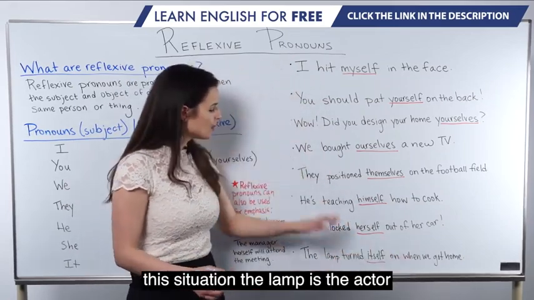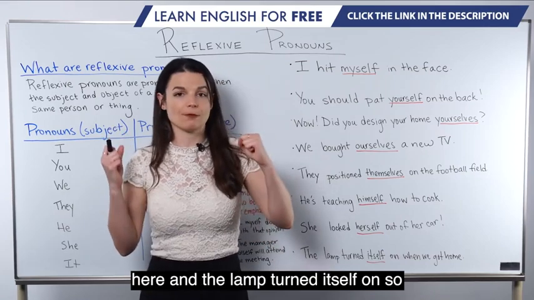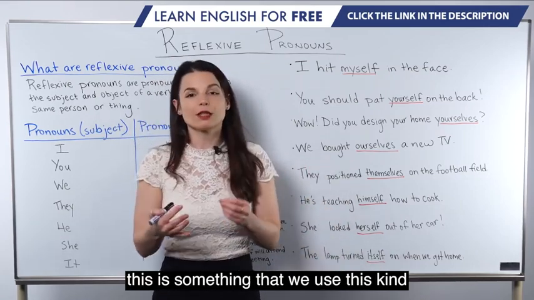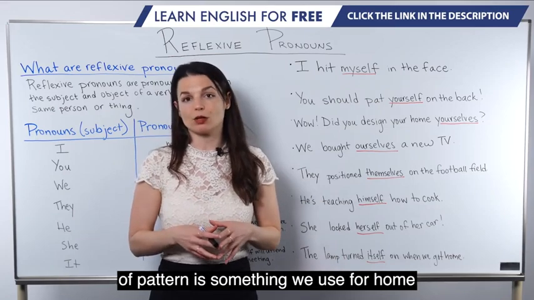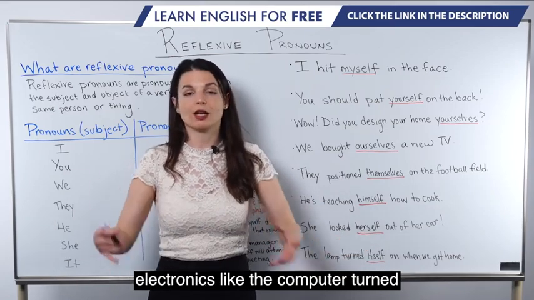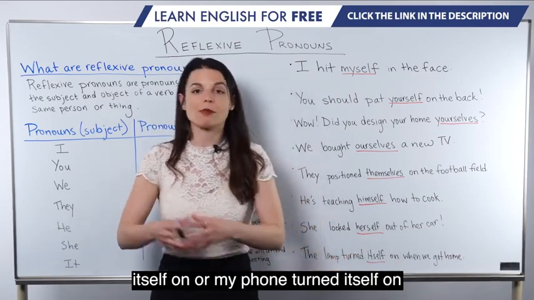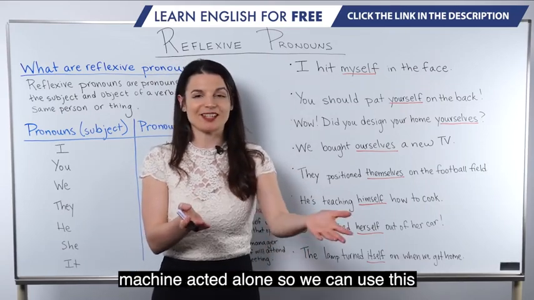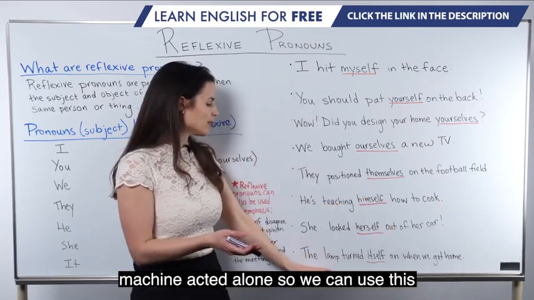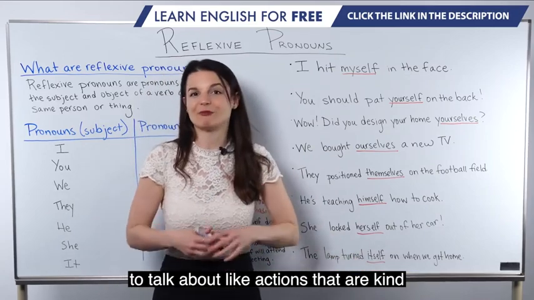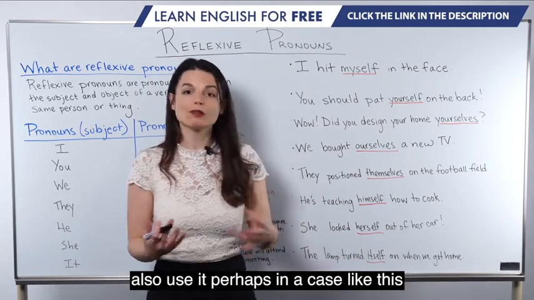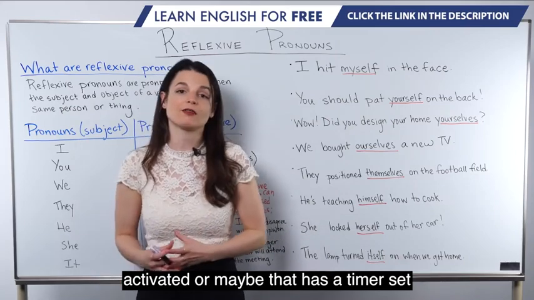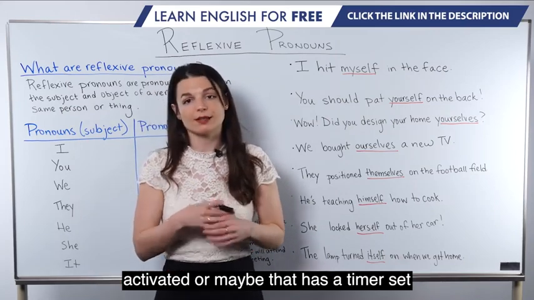So again, in this situation, the lamp is the actor here, and the lamp turned itself on. So this is something that we use. This kind of pattern is something we use for home electronics, like the computer turned itself on, or my phone turned itself on. This means I didn't do anything. The machine acted alone. So we can use this to talk about actions that are kind of mysterious with machines. And we can also use it, perhaps in a case like this, to talk about something that's motion activated, or maybe that has a timer set, and so on.